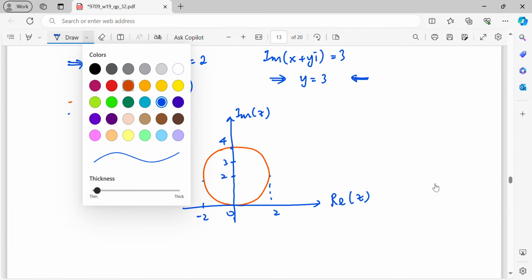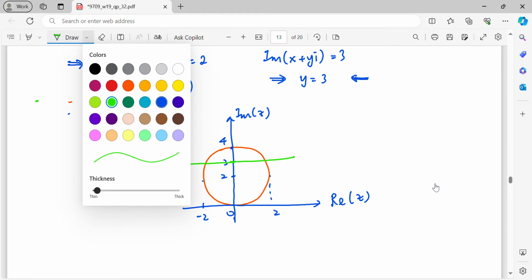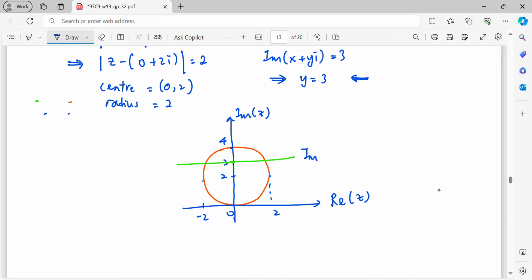So now this is the imaginary part of the complex number equals 3. This one is modulus of z minus 2i equals 2. So that's done for this part.